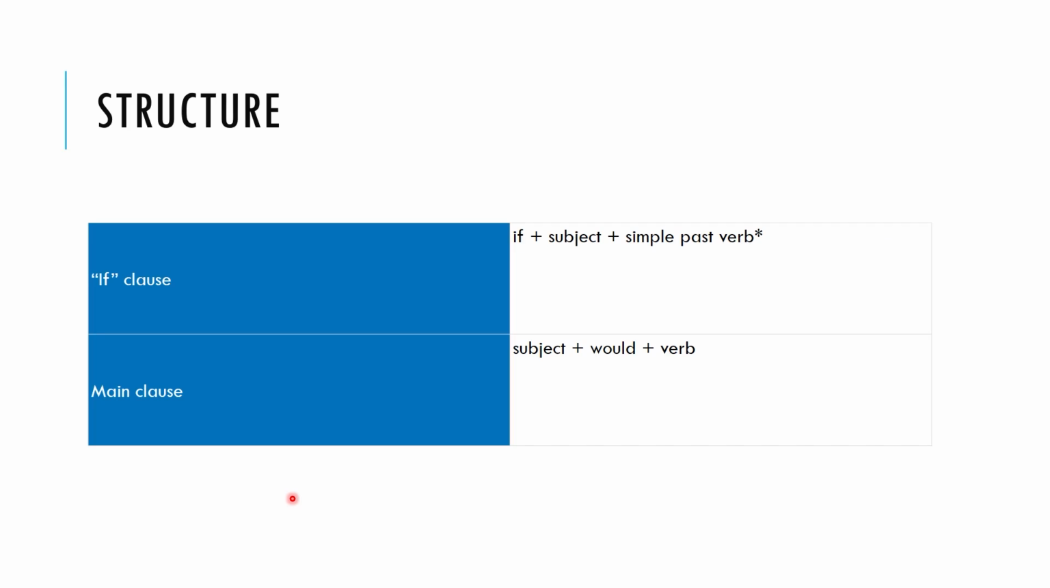This is the structure. We always have an if clause and a main clause in second conditional. In the if clause, we have if plus subject plus simple past verb, the second form of the verb. Okay? And in the main clause, what do we have? Subject plus would plus verb. Again, you have to remember that we always have two clauses, the if clause and the main clause. In the if clause, we have if, then subject, then the past form of the verb. And in the main clause, we have subject plus would plus verb, the base form.